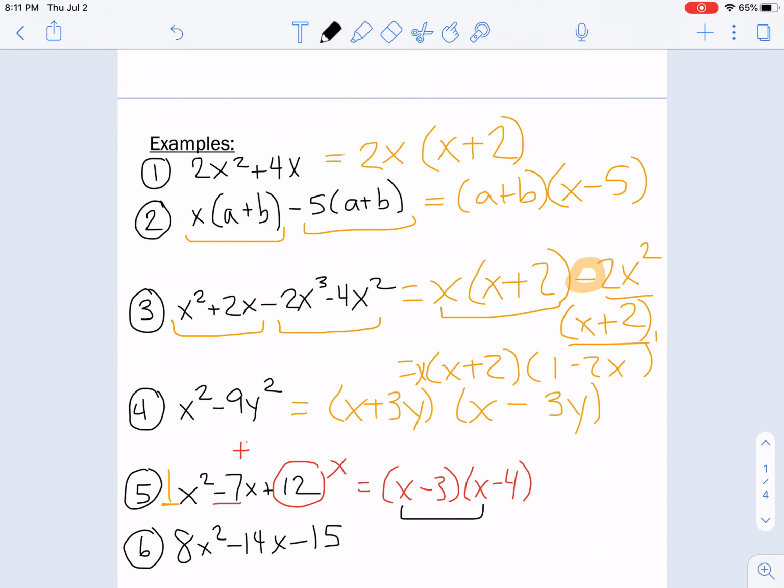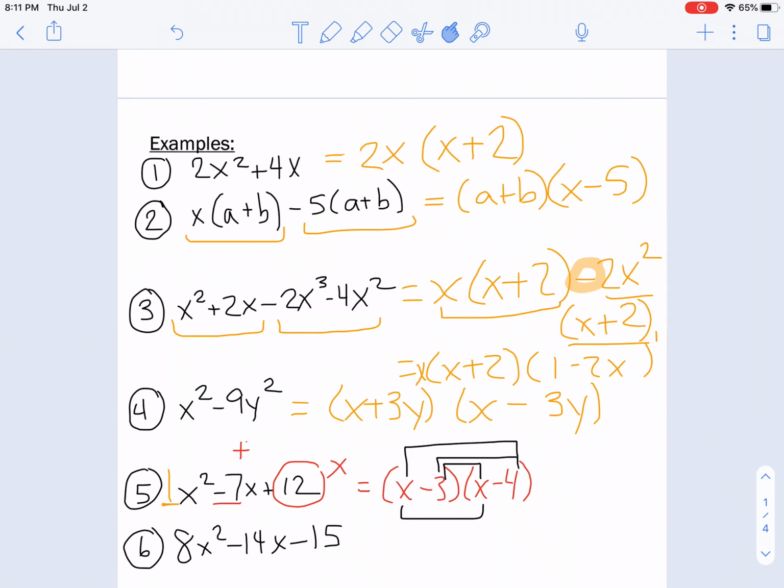X times x is x squared. The last terms, negative 3 times negative 4, give me positive 12. And then the outer terms give me negative 4x. The inner terms give me negative 3x, and that gives me back negative 7x when I collect like terms.